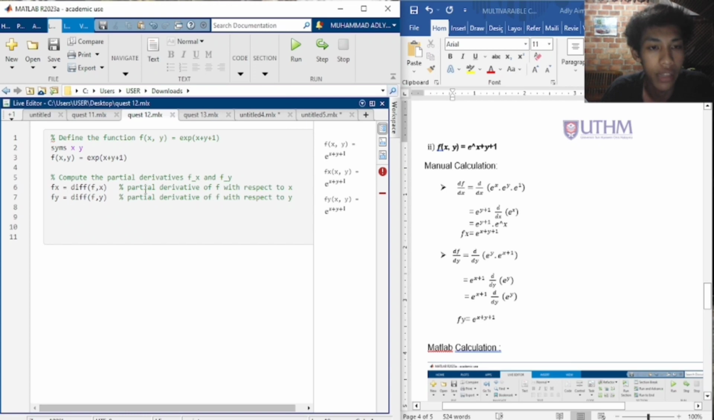For line 6, the partial derivative of f with respect to x, and for the last line, the partial derivative of f with respect to y. So we got the answer here, the same as the manual calculation. This is fx, and this is fy. Overall, this code shows how to define a symbolic function in MATLAB and compute its partial derivative with respect to x and y using the diff command.